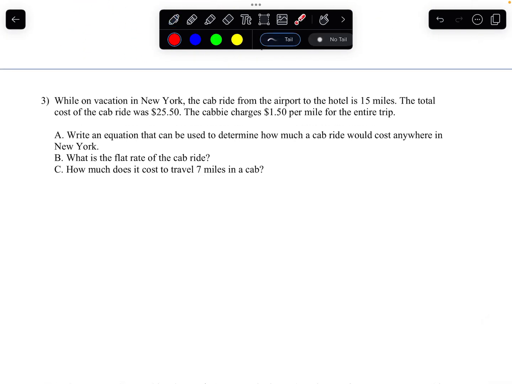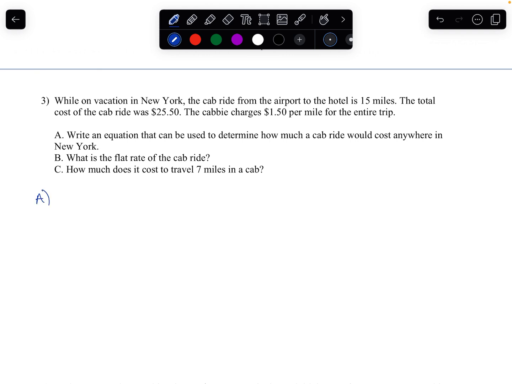While on vacation in New York, the cab ride from the airport to the hotel is 15 miles. The total cost of the cab ride was $25.50. The cabbie charges $1.50 per mile for the entire trip. Write an equation that can be used to determine how much a cab ride would cost anywhere in New York.